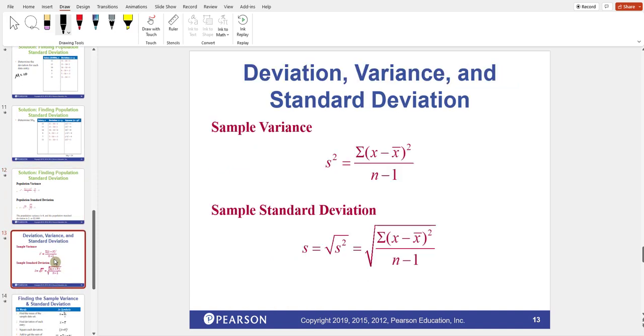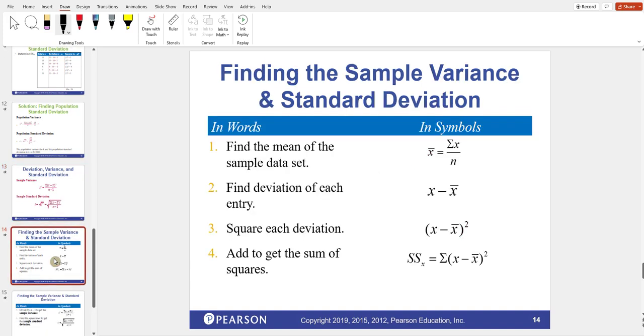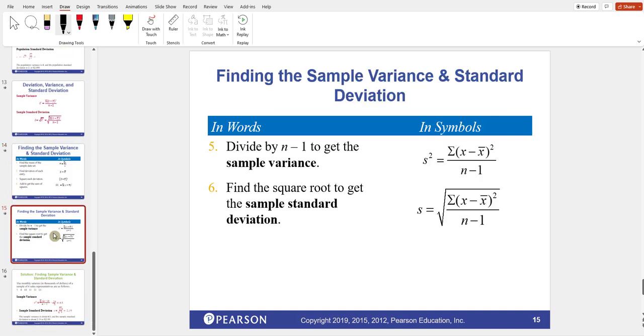The sample variance and standard deviation are calculated a little bit differently, it's just a small difference. Instead of dividing by n, the total number of data values in your data set, you're going to divide by n minus 1. So same steps: you calculate the mean, subtract the mean off from each data value, square all the numbers and add them up, and divide by n minus 1 for the sample variance. To get the sample standard deviation, you take the square root of the variance.